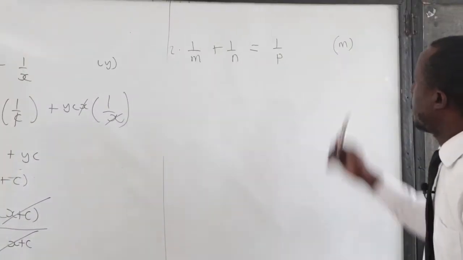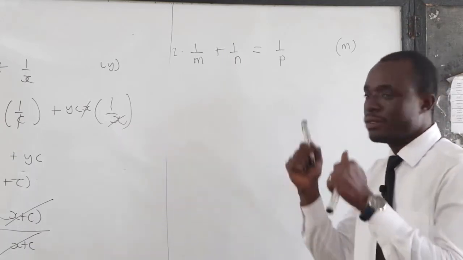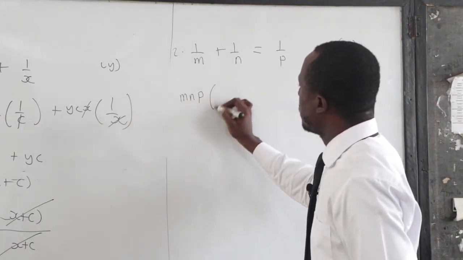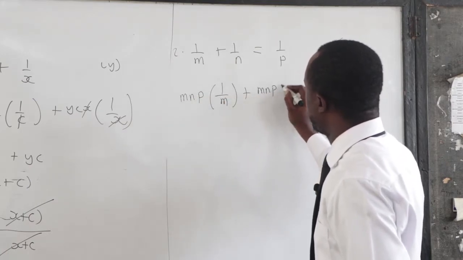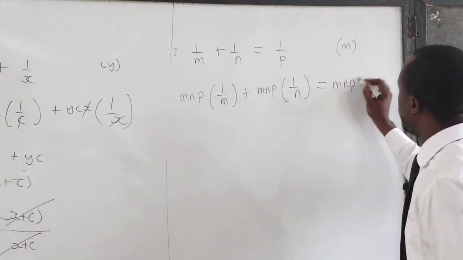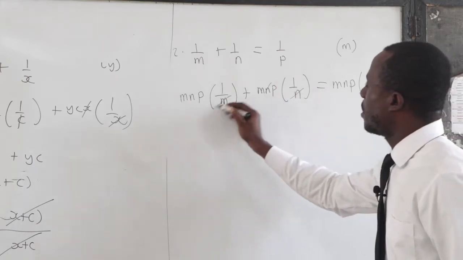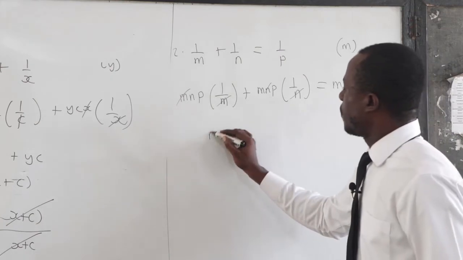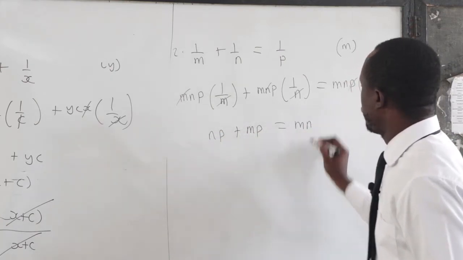Now we want to make m the subject. So what do we do? We multiply through the LCM, which is mnp. So we have mnp times 1 over m plus mnp times 1 over n, mnp times 1 over p. This n is cancelling out n, m is cancelling out m, p is cancelling out this p. So we have np plus mp equal to mn.